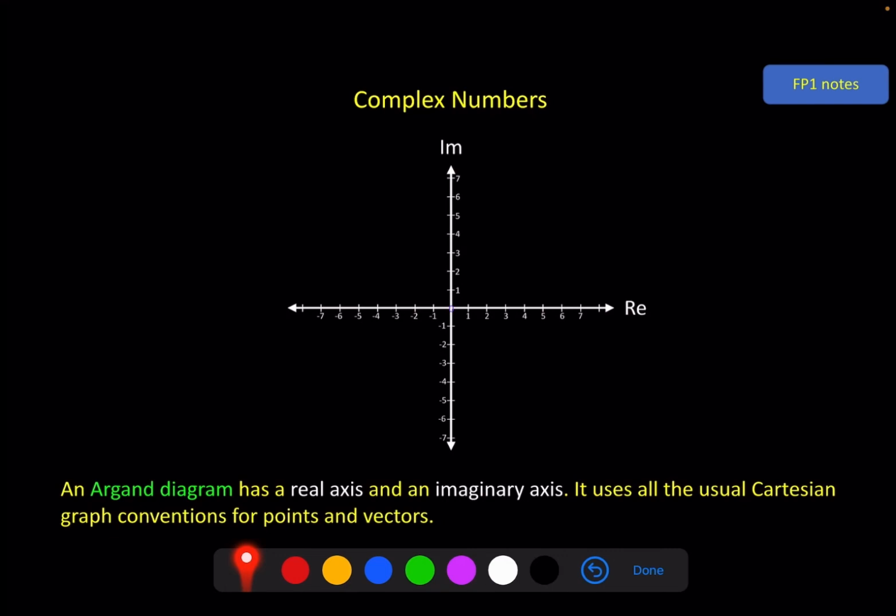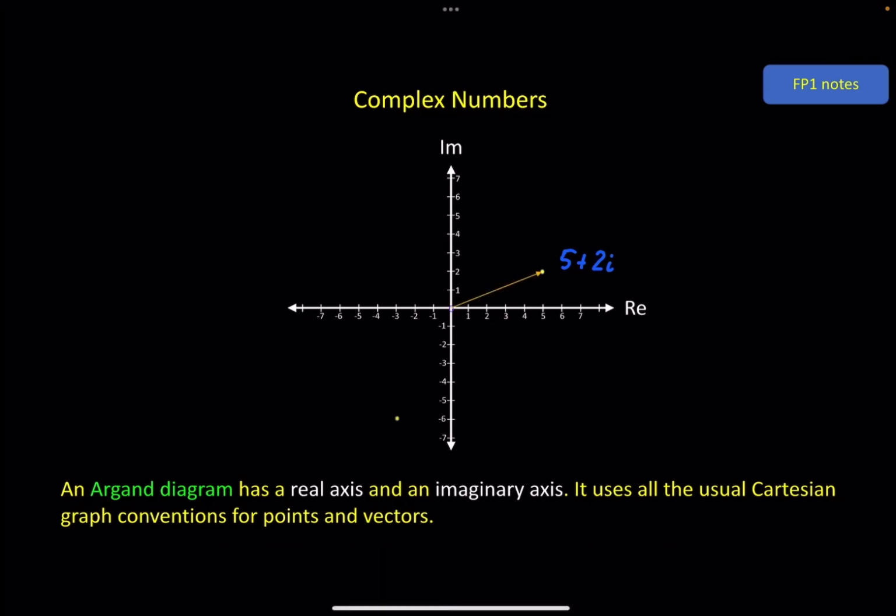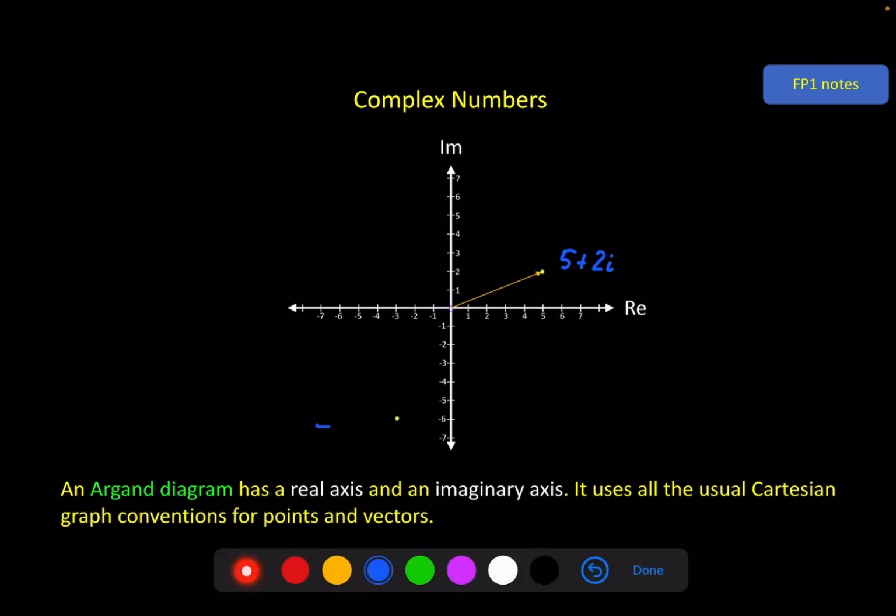It has a real axis and an imaginary axis, and uses all of the usual graph conventions for points and vectors. For example, here we have a point, and you would read this as 5 plus 2i. And that is the complex number represented by that point. Or you could have an arrow and a point. Just a point. Here we have minus 3 minus 6i, or just an arrow. Here we have minus 6 plus 4i. So we have three complex numbers represented on this diagram.